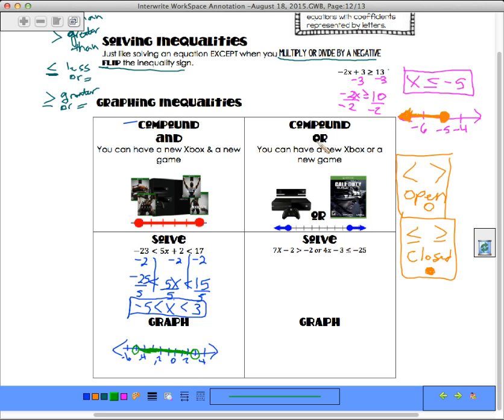We also have compound or, which means it's less than something or it's greater than something. You're going to have two tails that go away from each other when you graph it. These are really easy to solve because really you just look at one of them at a time.